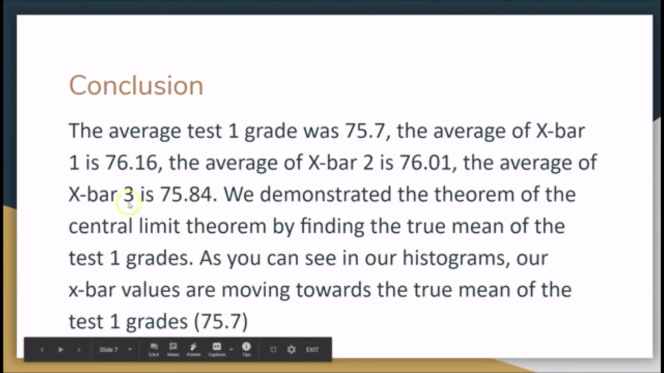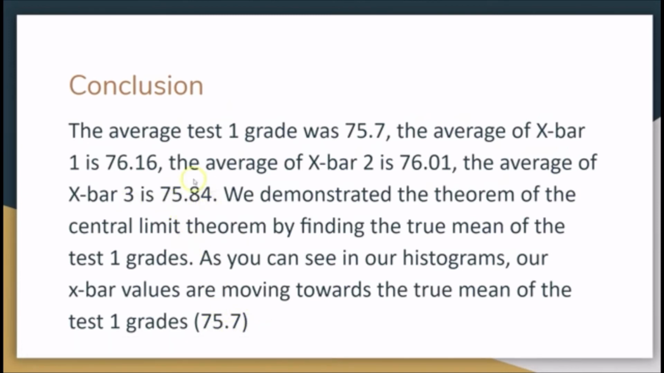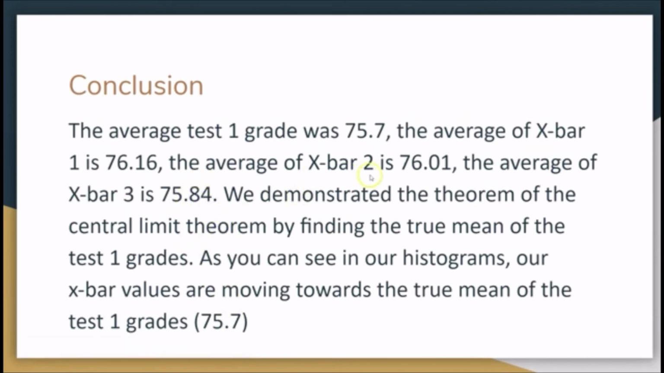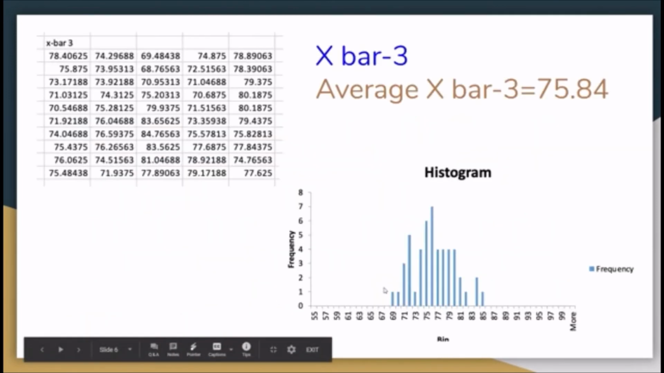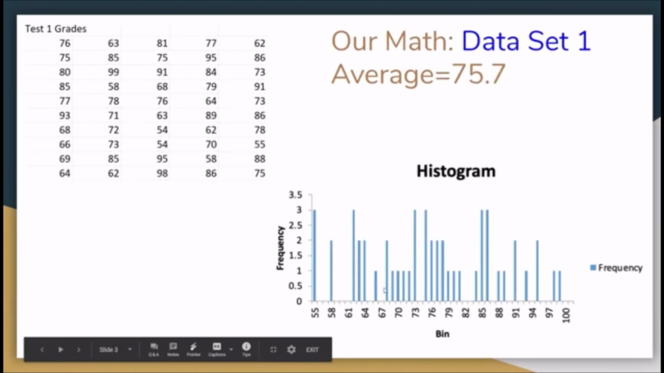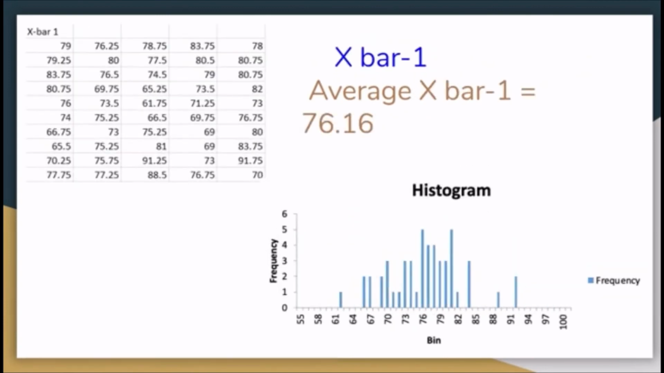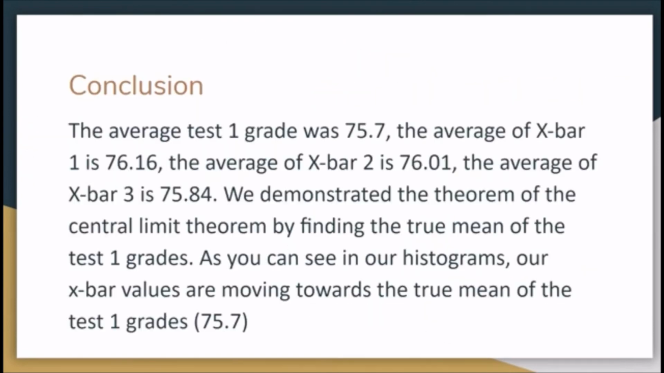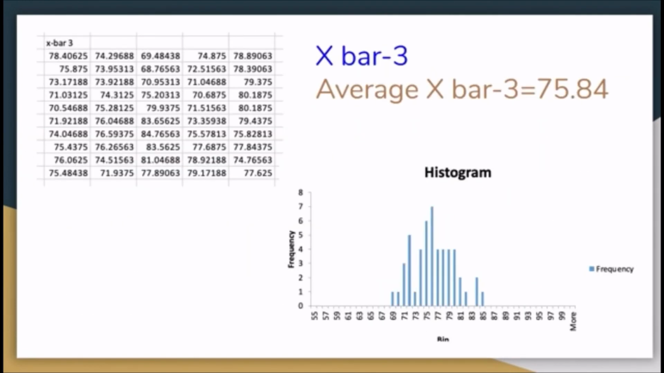75.7 to 75.84, those numbers are very close to each other, whereas the X-bar 2 and X-bar 1 averages that we found weren't quite as close to that number. And this makes sense because when you look at our histograms, they gradually are becoming more normally distributed because all of the values are closer to mu.